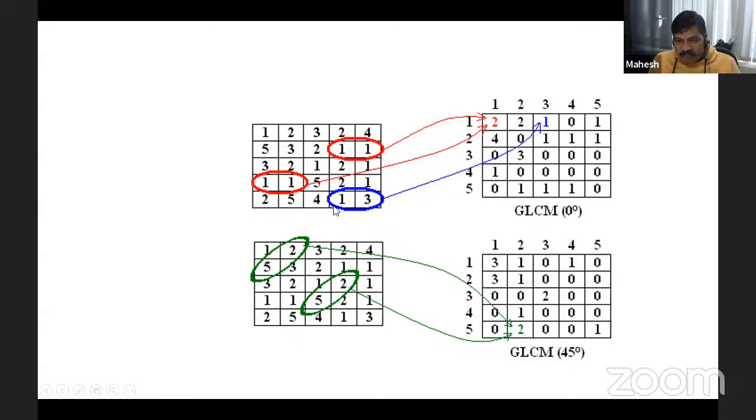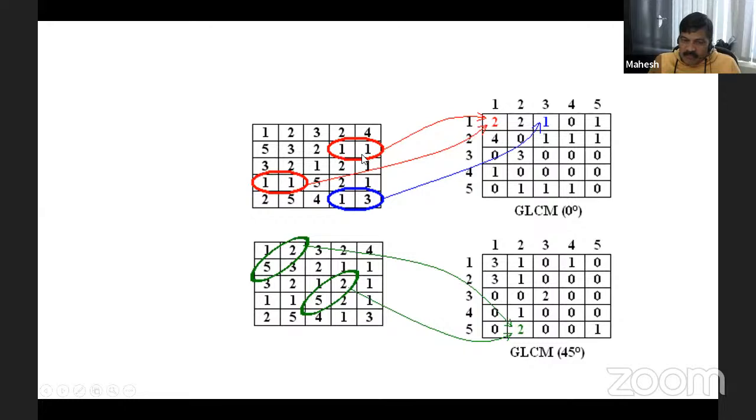Here we cannot draw this big matrix, so for simplicity I have taken a small image and a range of only a few intensity values. Here we have considered only 5 intensity values: 1, 2, 3, 4 and 5. So only 5 intensity values are available in the image. The gray level co-occurrence matrix size will be 5 by 5. Then how to compute each element of the matrix is explained here.